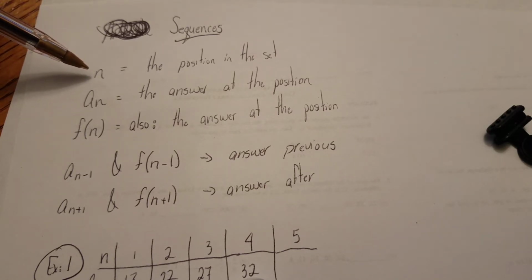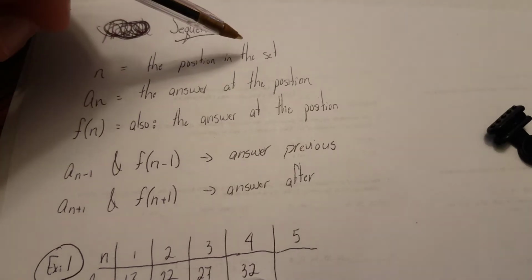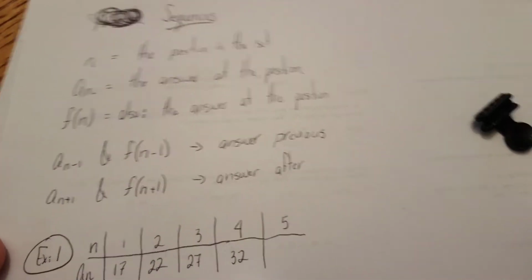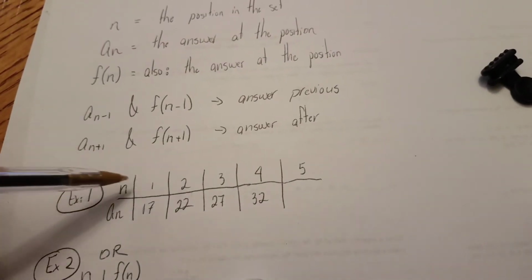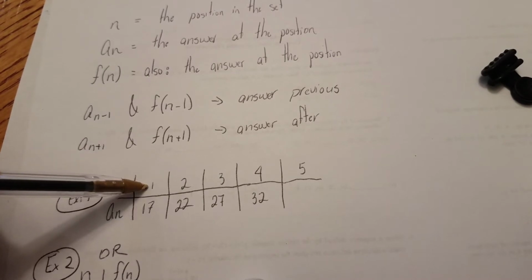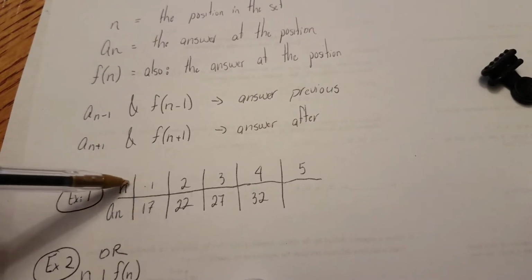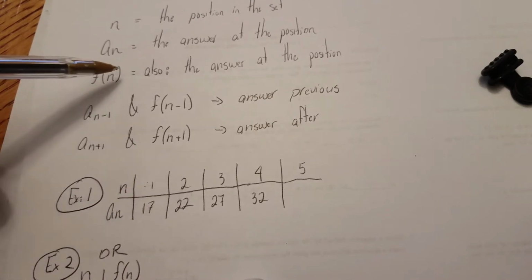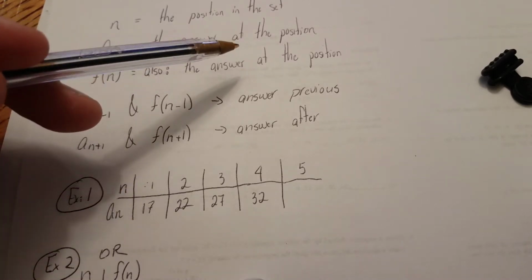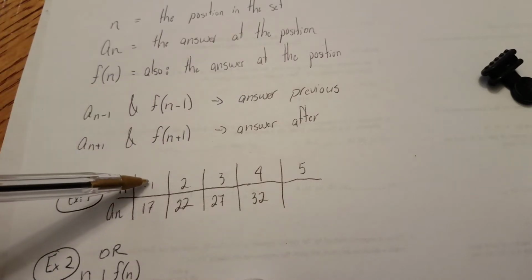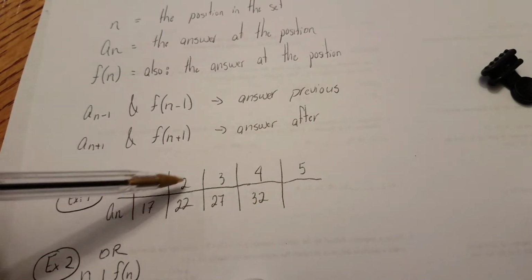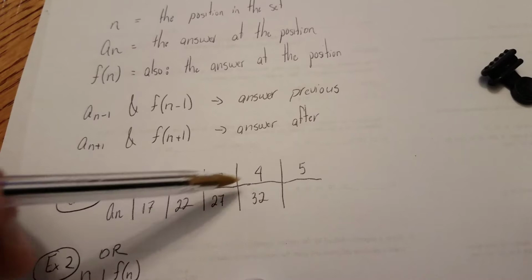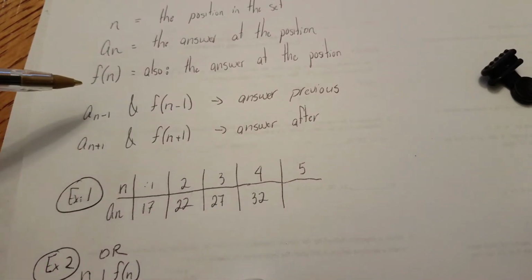The n value represents the position in a set. So if you look down here in example 1, 1 means the first number. So the nth number, in this case 1, a sub n represents the answer at that position. So in position 1, the answer is 17. In position 3, the answer is 27. In position 5, we'll figure that out in a second.